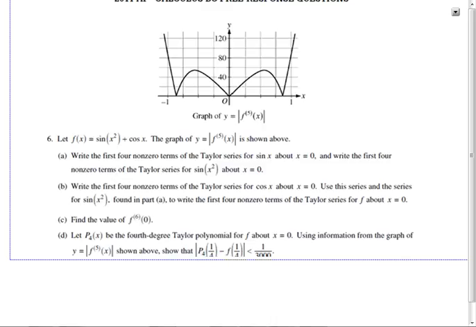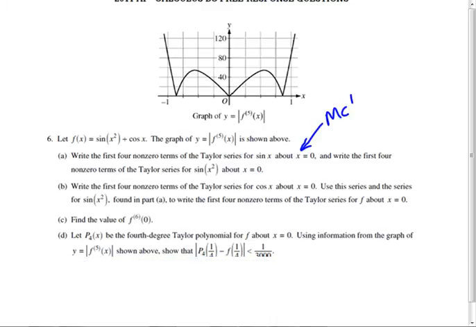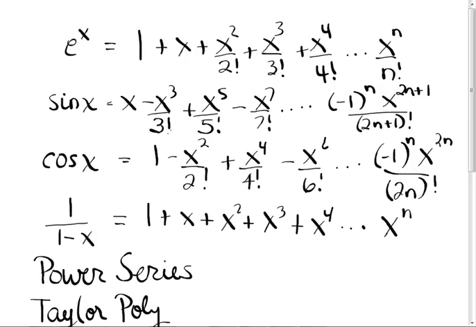Okay, so here's last year's exam. Write the first 4 non-zero terms of the Taylor series for the sine of x. How hard is that? Oh, it's Taylor. It's around x equals 0. It's Maclaurin. They always have a Taylor series, FRQ or not. I want to say first non-zero terms. They just don't want the 0 terms. Because if I go back to sine, these are the first 4 non-zero terms.